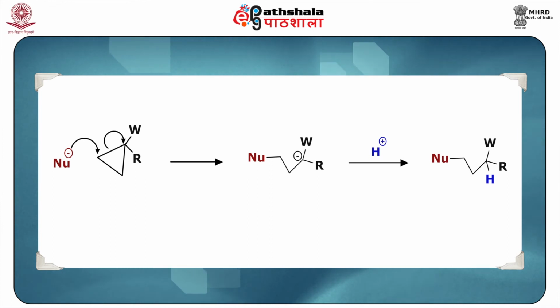It will make the cyclopropane ring electron deficient, and that is how this nucleophile can attack the carbon at the second position relative to this W group. As it attacks here, there will be cleavage of this C-C bond of the cyclopropane, and you get this carbanion, which is later attacked by H+, and eventually you have the nucleophilic addition happening.